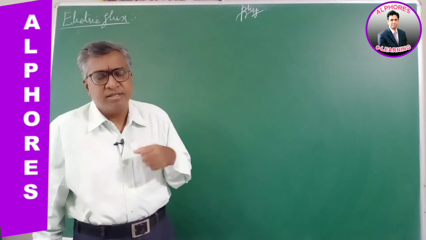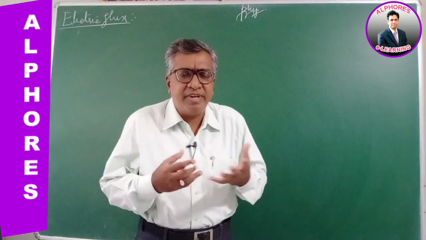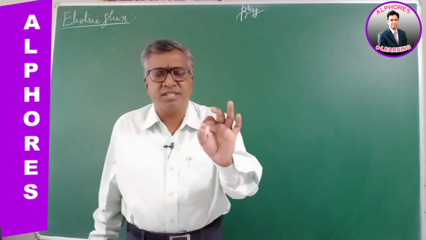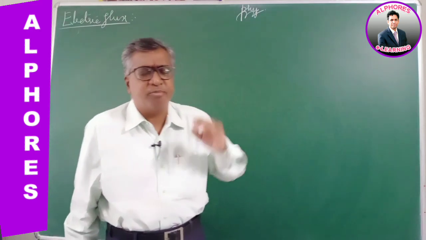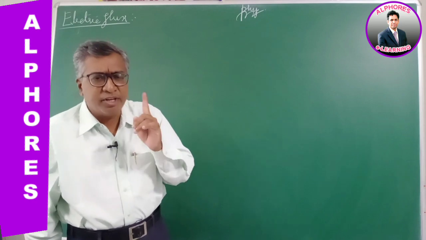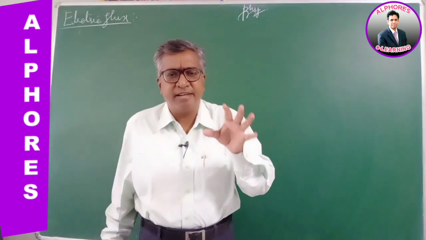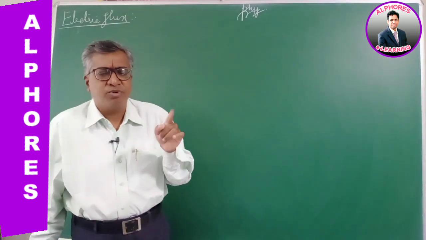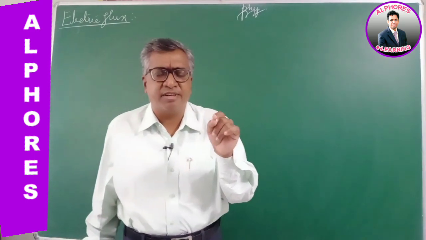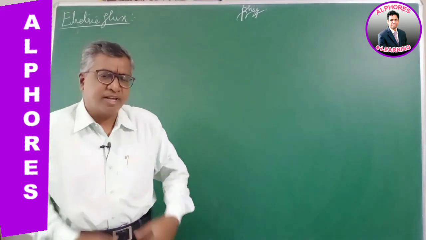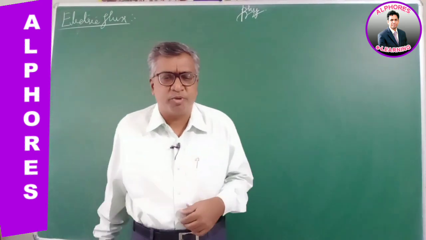Electric lines. Later, electric field intensity: the force experienced by a unit positive charge when it is placed at a point in the field. Force per unit charge, F by Q is E. Later, electric field due to a point charge, 1 by 4 pi epsilon Q by R square. Then for multiple charges, again the principle of superposition.